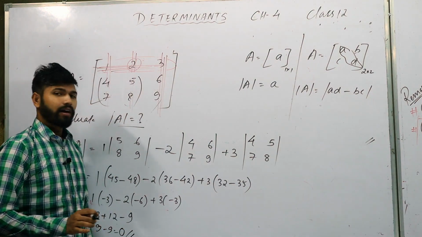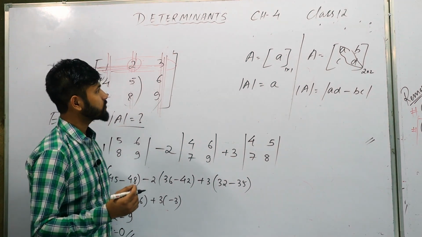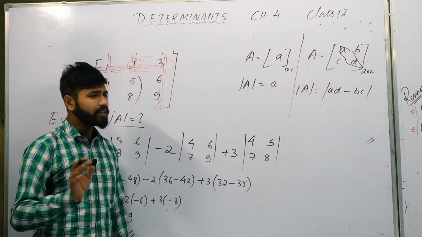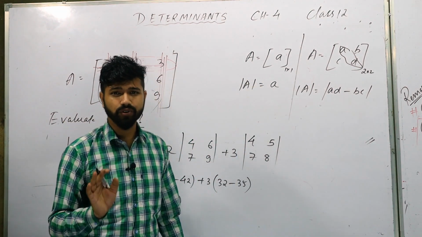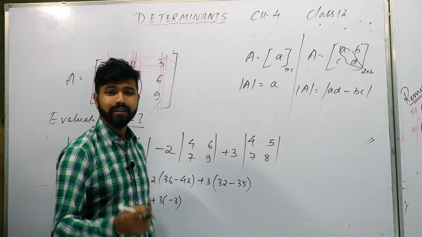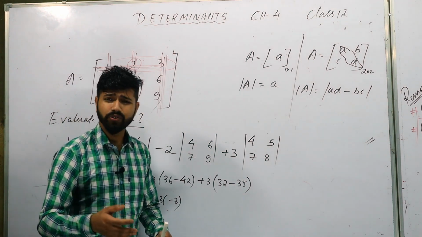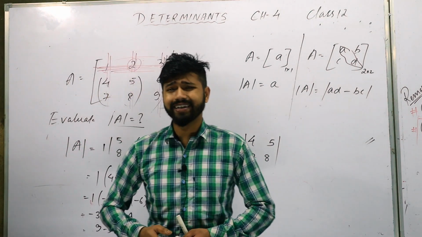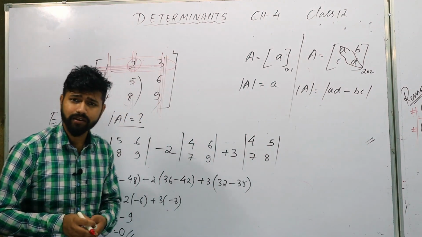Clear? Let me say it one more time for more clarification. It is very easy to find the determinant of a single element or a 2 cross 2 order or 1 cross 1 order. But it is a little complex to find the determinant of 3 cross 3 order. It is not really complex, it is just new to you. That is why you find it too critical to solve. But it is very easy. Just follow my steps.